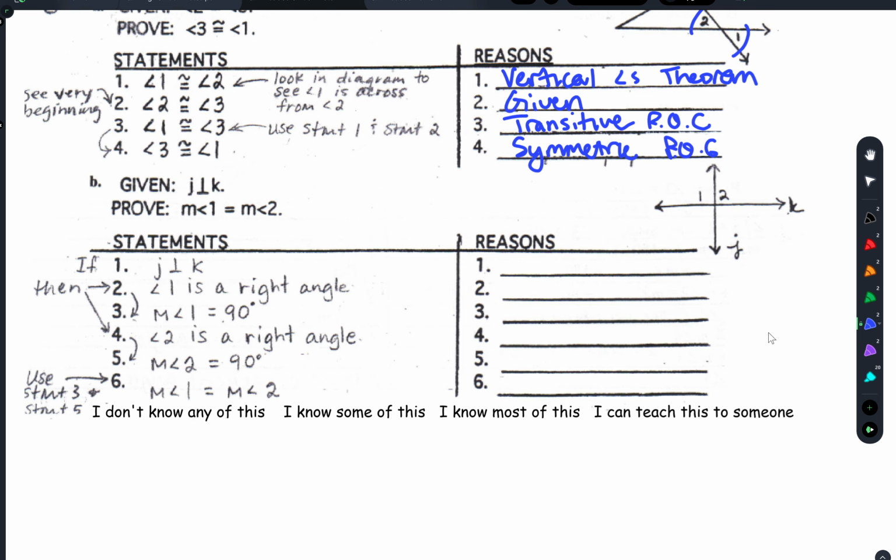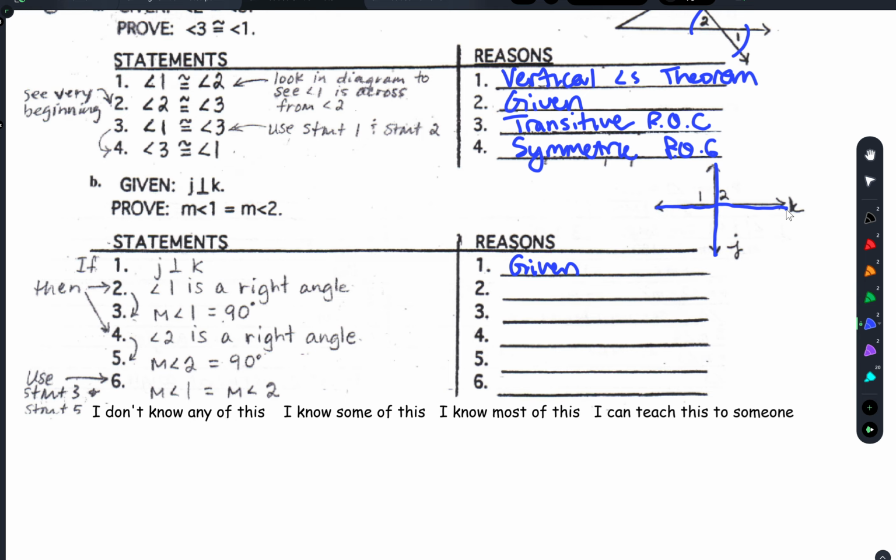Okay, and then letter B, we need to go through together for sure because this is a super common pattern that we're going to end up seeing. So statement 1, that's my given, of course. Like it is 90% of the time. What does that symbol mean in number 1? Casper? Perfect. So we're saying that J and K are perpendicular.